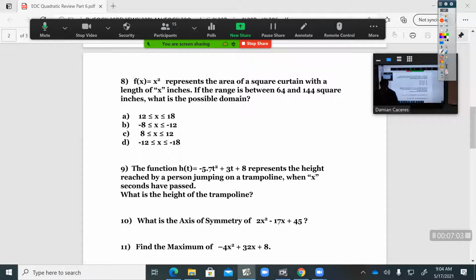Now, please pay attention to number 8. Number 8 is very important. So on number 8, the equation says f of x equals x squared. Now, before I read the rest of it, understand that f of x is the same as saying y. So this could be y equals x squared, or this could be x squared equals y. It means the same thing because f of x means y.